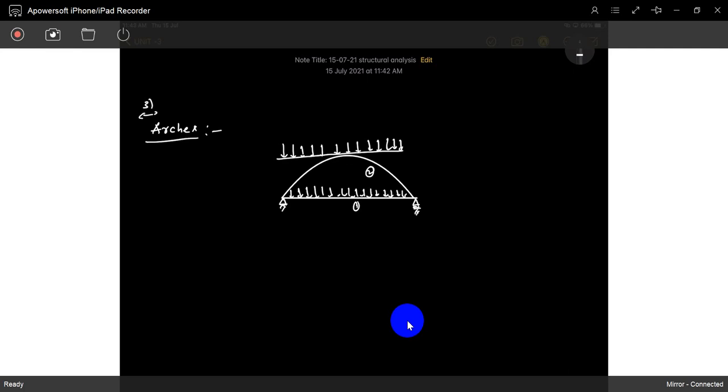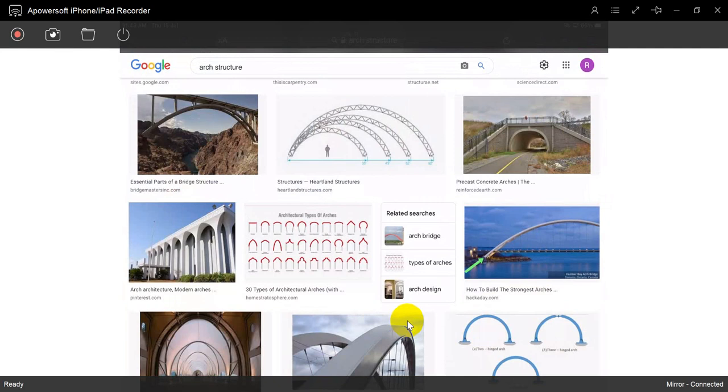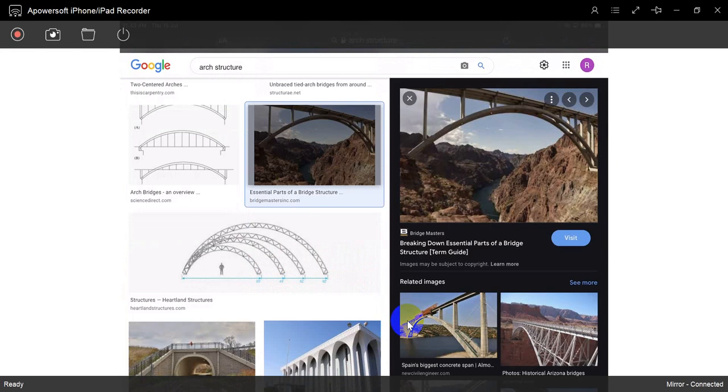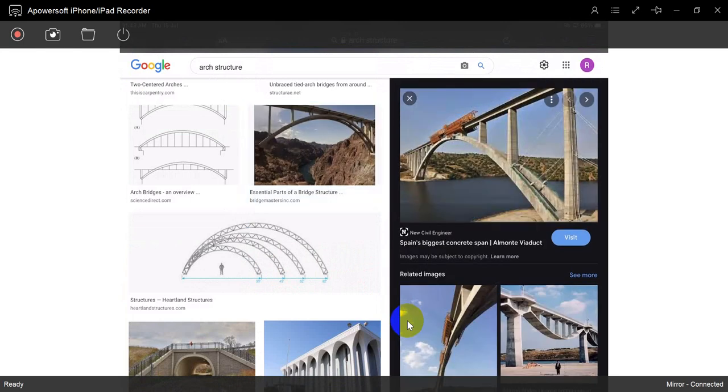So if you see previous or advanced, any advanced structure, everything is arch. Understood? They didn't provide any linear span. They provided an arch. So many bridges, they provide arches. See, why? If you provide a linear span, what is the disadvantage? Or otherwise, if you provide an arch, what is the advantage?